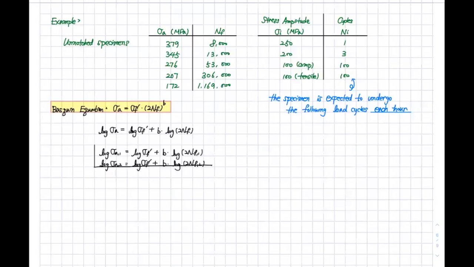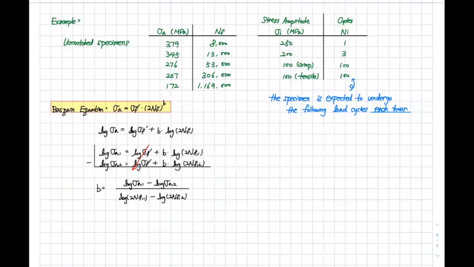And then we subtract the two equations. There are two unknowns and two equations, so we can solve it. No matter what the point, the material properties are the same. So B equals log A1 minus log A2 over log 2NF1 minus log 2NF2. As you can see here, no matter whether it is NF or 2 times NF, it doesn't make any difference, but this one is more accurate.